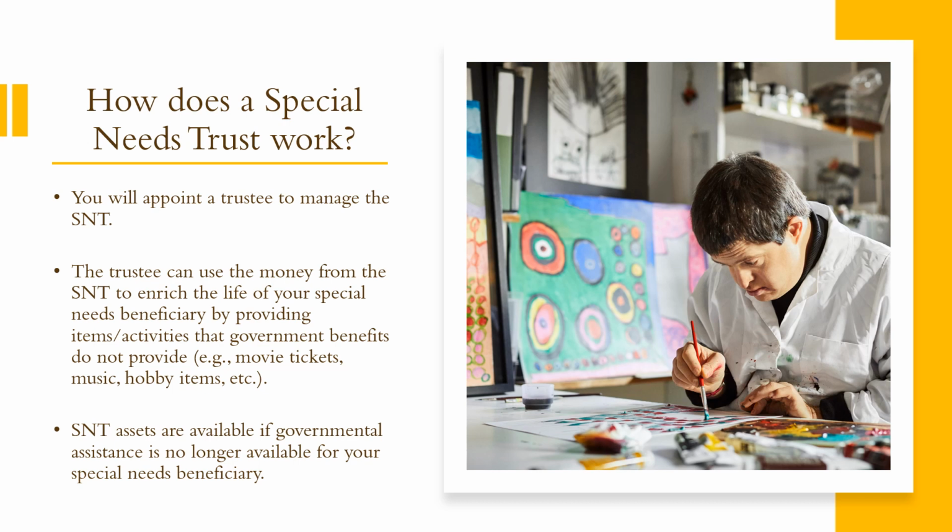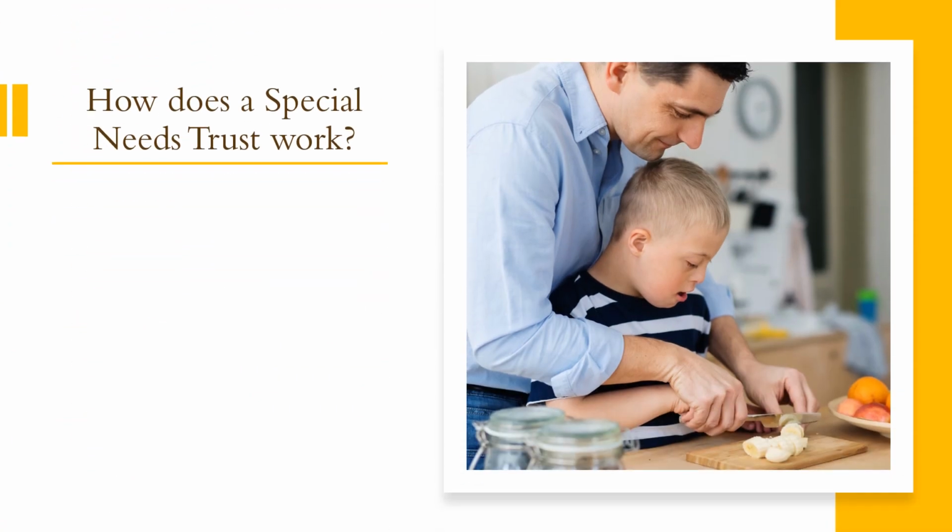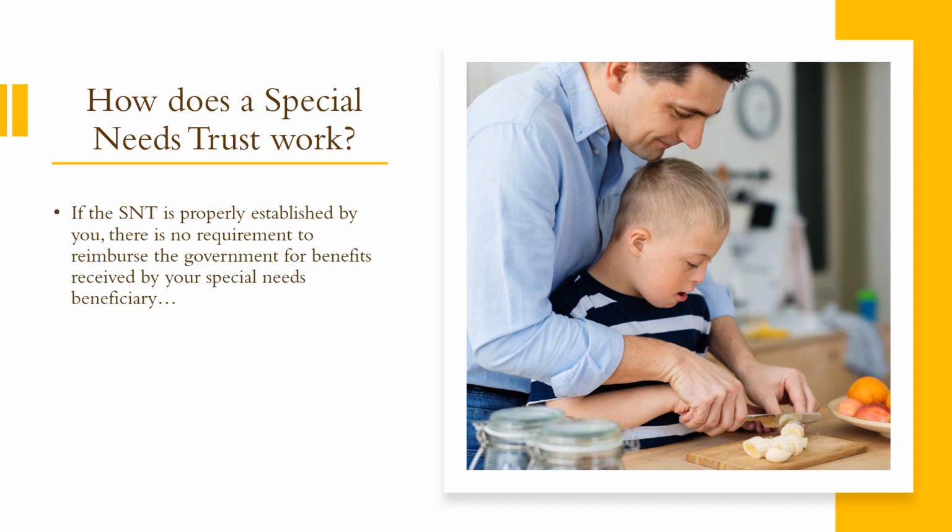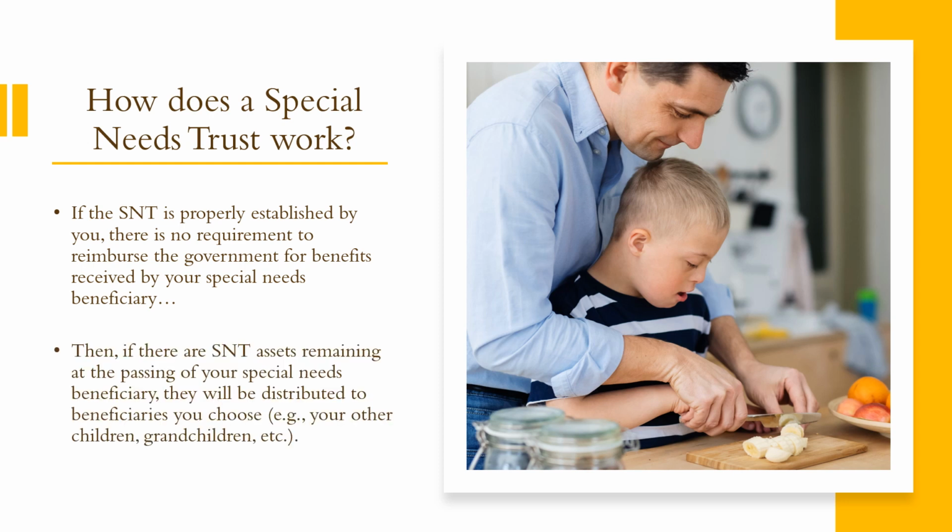Special needs trust assets are available if governmental assistance becomes no longer available for your special needs beneficiary. Additionally, if the special needs trust is properly established by you, there is no requirement to reimburse the government for benefits received by your special needs beneficiary. Then, if there are special needs trust assets remaining at the passing of your special needs trust beneficiary, they will be distributed to beneficiaries you choose, such as your other children, grandchildren, etc.